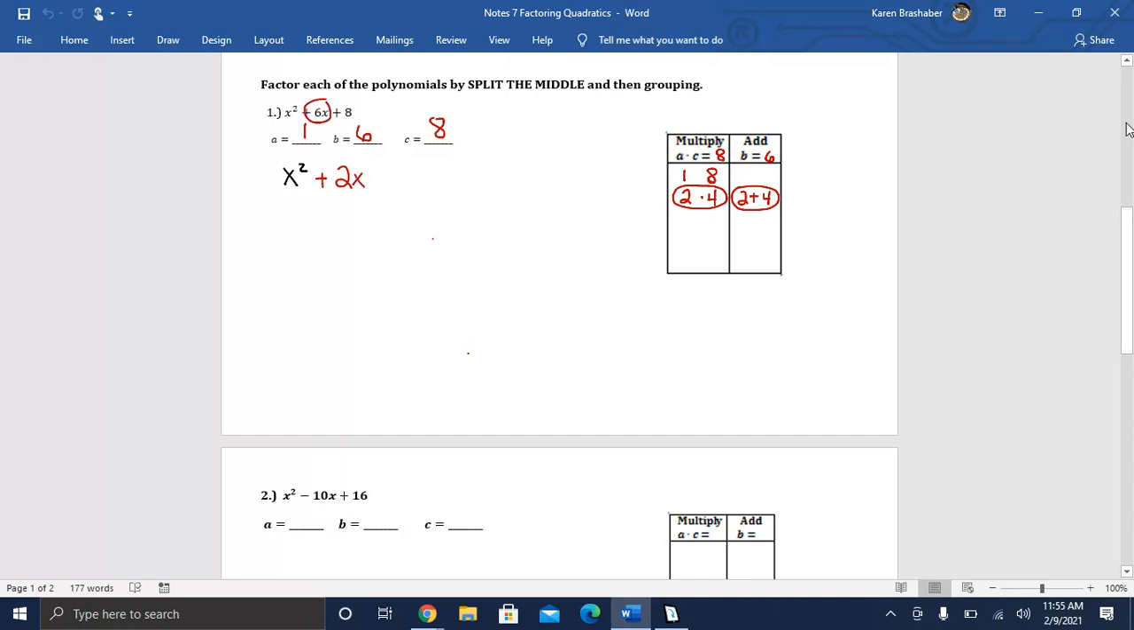So I've got to put an x with that. So plus 2x. And then my other number was 4, plus 4x. Notice that those two together add up to 6x, my middle term. So my middle term has been split into the 2x and the 4x. And then I'll bring down my last term of 8.